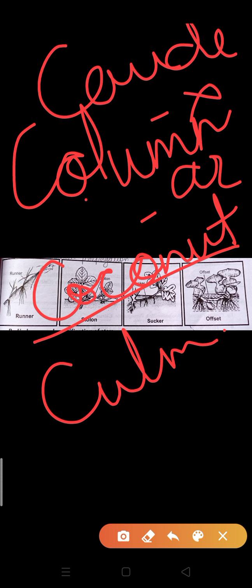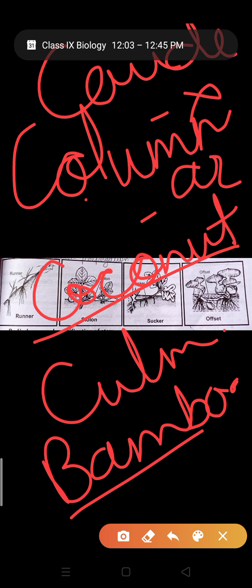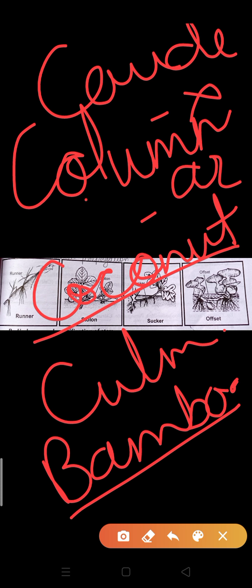And second type is culm, that is a jointed stem with solid nodes and hollow internodes, like bamboo. If you have seen bamboo, in bamboo also the nodes and internode parts are very clear. That thing also you have observed. So these are the solid nodes and hollow internodes, and these are the main two types of stem. Clear? According to appearance, I have explained the common two types of stems. Now I am going to tell you about the modifications of stem.